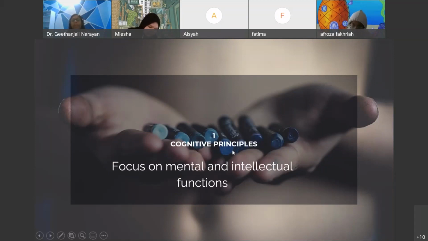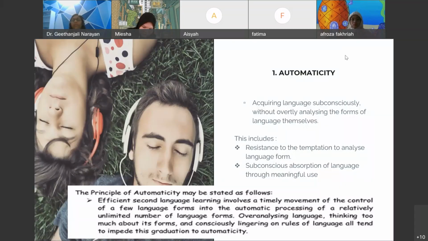Right. So mental, mental and intellectual, means it's related to the brain function. So the first one is automaticity. Remember this word? Have you heard of this word before? No. Okay. So automaticity is actually how automatic it is. It comes from the word automatic. Okay, what does that mean?